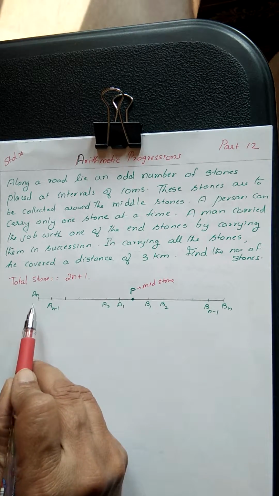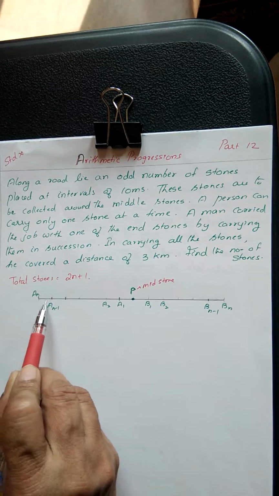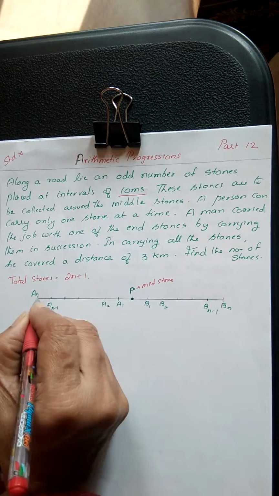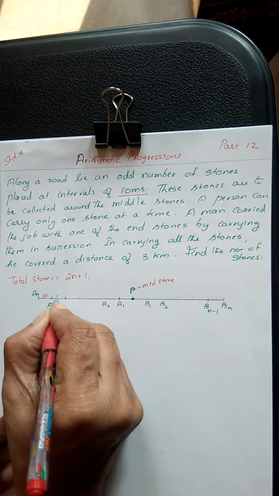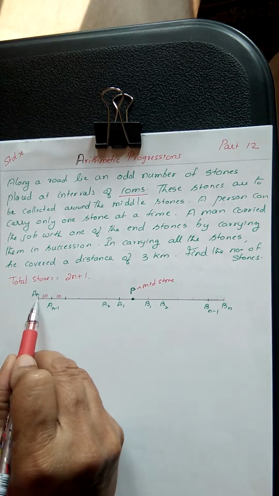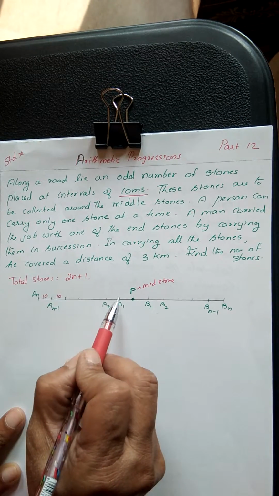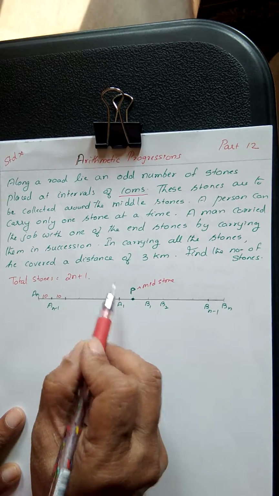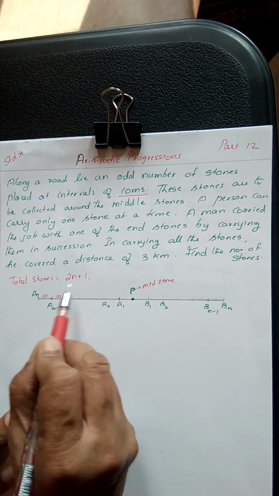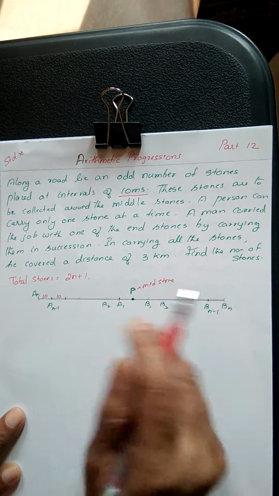Now the person has to carry stones from here, and each stone is placed at a distance of 10 meters. So each is 10 meters. And now he has to carry the stones one by one. So from here he will go to A1, place the stone and come back to this place, A n minus 1, and then again carry the stone. Like this he has to repeat on both sides.